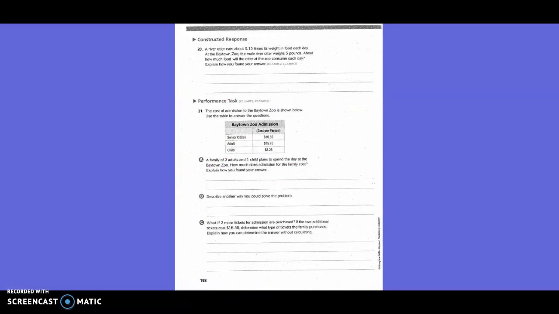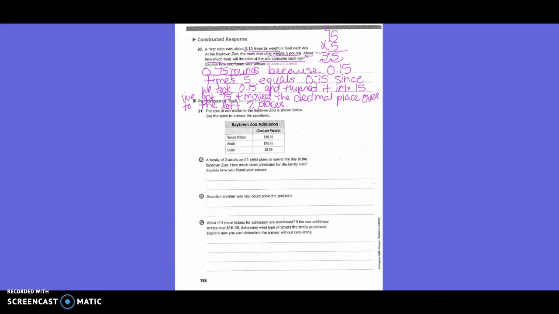A river otter eats about 1,500 times its weight in food each day. At the Baytown Zoo, the male otter weighs 5 pounds. About how much food will the otter at the zoo consume each day? Explain how you found your answer. 7,500 pounds, because 1,500 times 5 equals 7,500. Since we took 1,500 and turned it into 15, we got 75 and moved the decimal place over to the left 2 places.